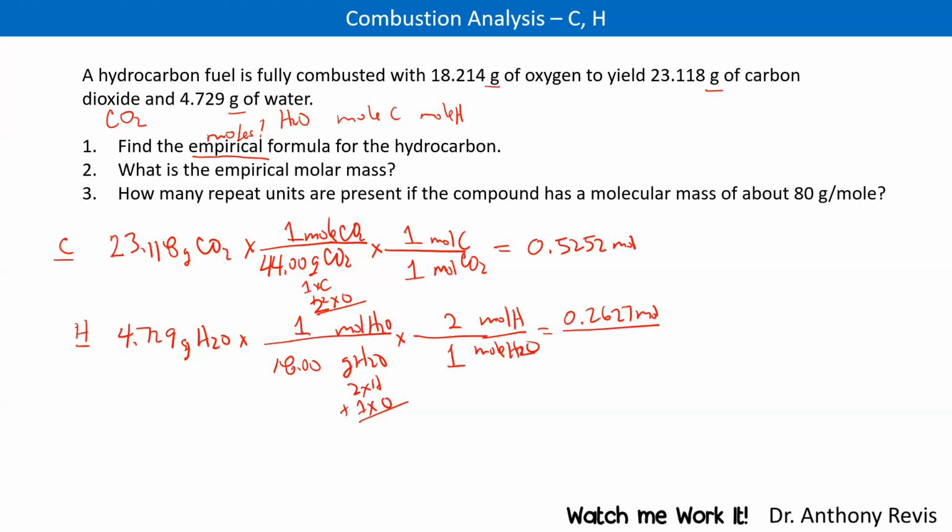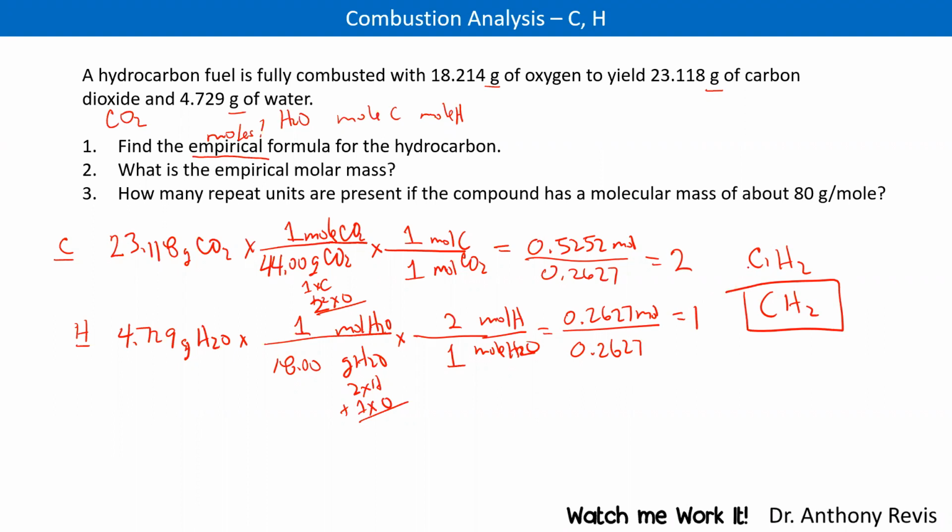And so now, because we're looking for the empirical formula, we will take the smallest number of moles and divide it through all the other moles. The smallest here is hydrogen, so we would divide this through by 0.2627. We're looking for the ratio of moles because the ratio of moles is what gives us the empirical formula. If we do the math, this comes out to 2. This comes out to 1. And therefore, our empirical formula is C1H2, or CH2, as our final empirical formula.